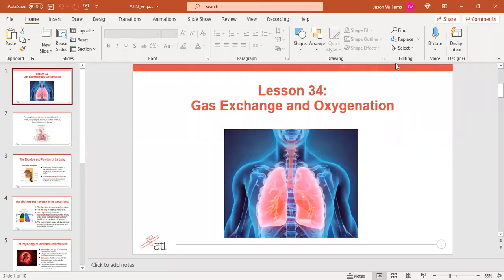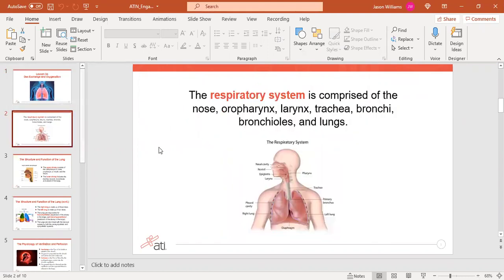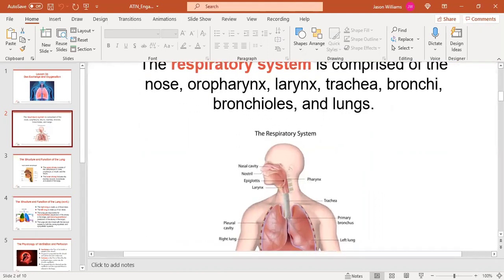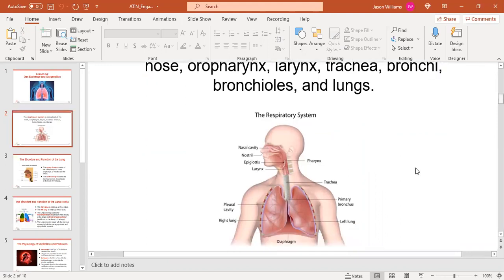This lesson is talking about gas exchange and oxygenation. It's giving you all a picture of the different structures of the respiratory system. It actually shows you the nasal cavity, where we typically breathe in through our nasal cavity, or we breathe in through our mouth.